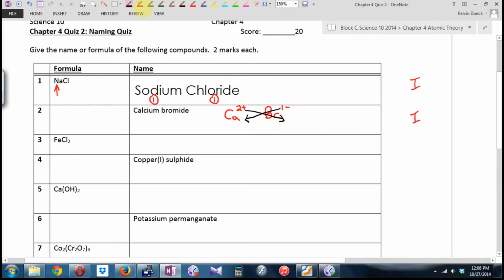The formula is going to be Ca1. Do I write the 1? Br2. 1 mark for a Ca with no subscript. 1 mark for a Br2.